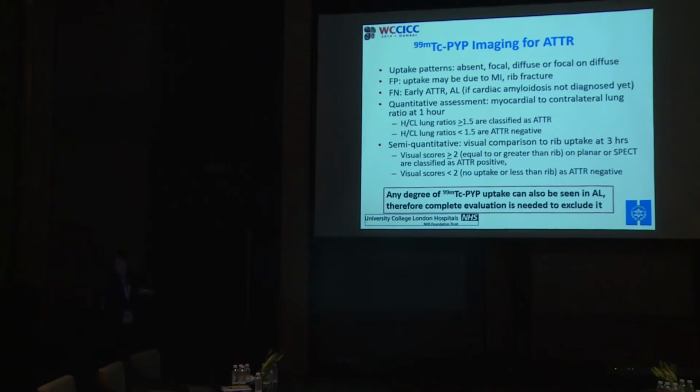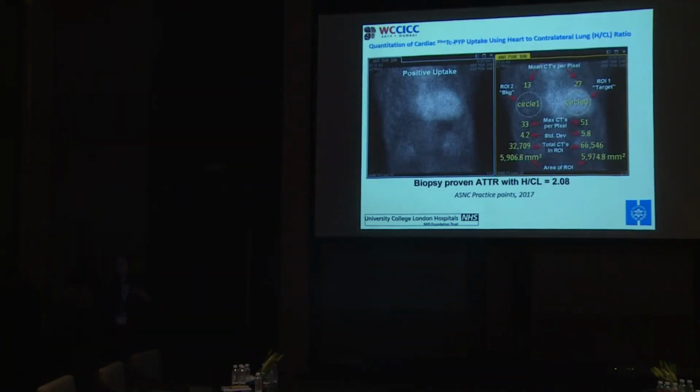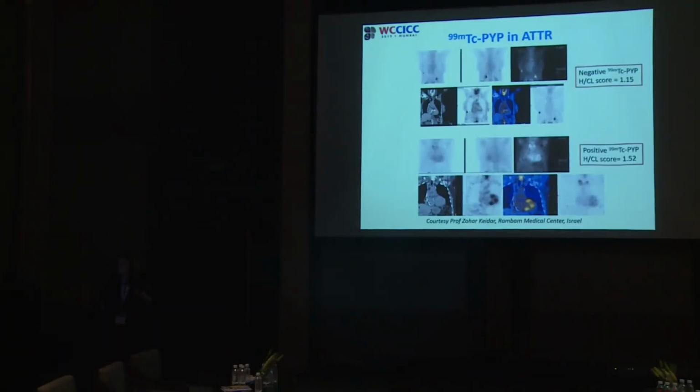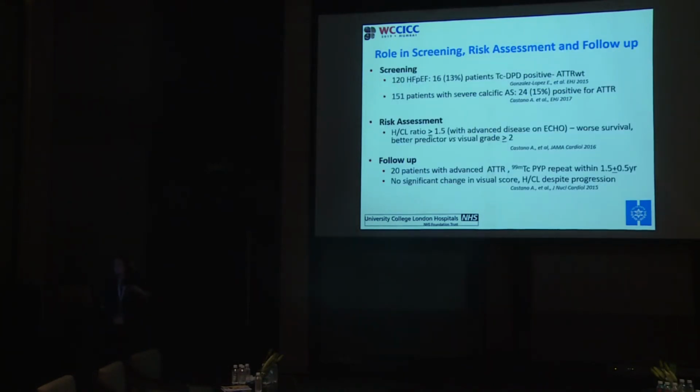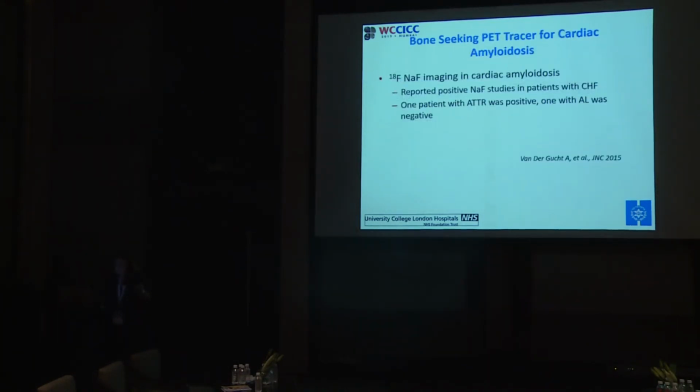But again, any degree of PYP uptake can also be seen in AL, so a complete evaluation is needed. This is an example how the score is obtained. And also here you have apical sparing, just to show you. Can be used for screening.